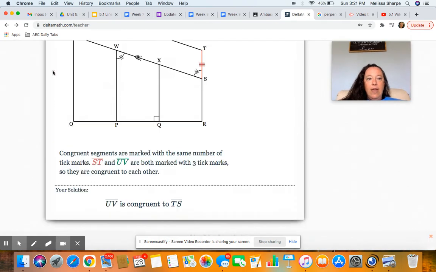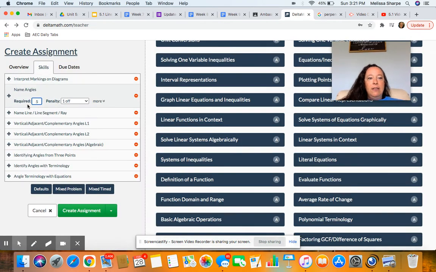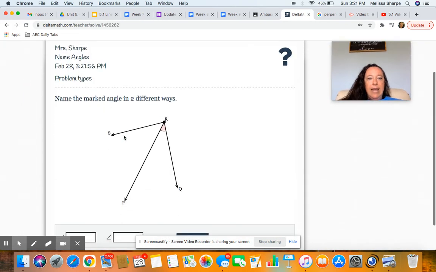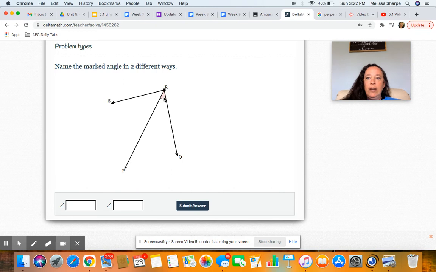Okay, so I want to go over that. That's the first thing. The second section's on naming angles. And it says name the marked angle in 2 different ways. So here's the marked angle. Remember, you want to use 3 letters. So we do QRP. Then I can do PRQ. I want the R to be in the middle.